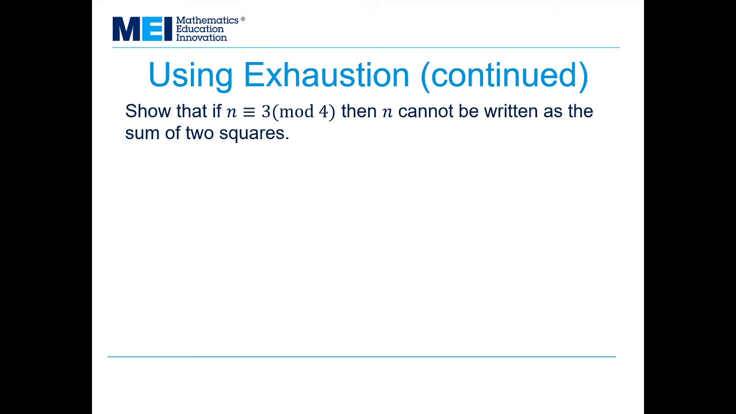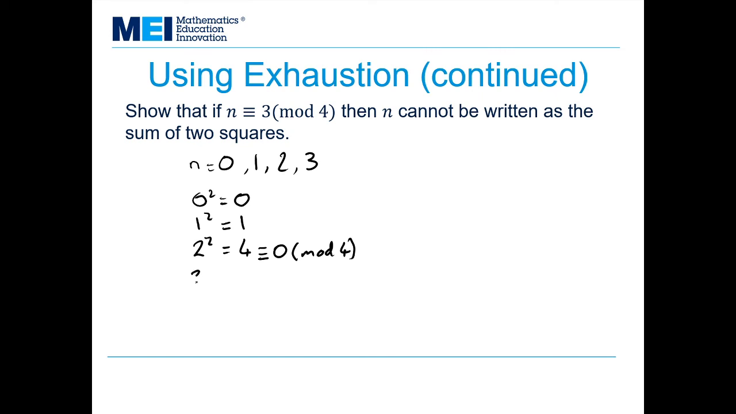Well, we need to remember that when we're working mod 4, there are only 4 options that n can be. We need to consider the cases n equals 0, 1, 2, and 3. And all I need to do now is to look at the squares. So 0 squared is 0 mod 4. 1 squared is 1 mod 4. 2 squared is 4. But working mod 4, that's congruent to 0 mod 4. And 3 squared is 9, which is congruent to 1 mod 4.